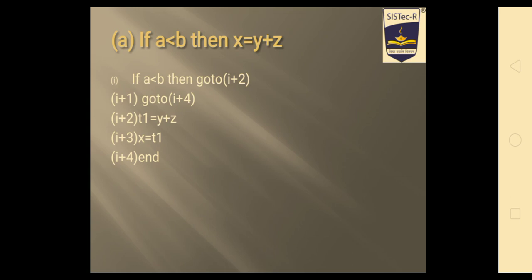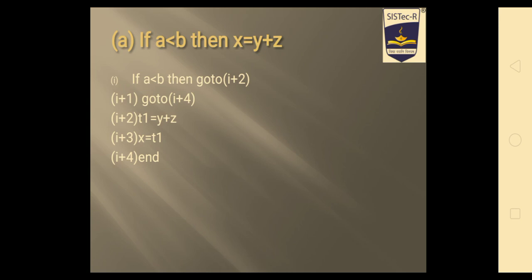So let's start with the first statement. If a less than b, then x equals y plus z. You have to write a three-address code for x equals y plus z when the condition, that is a less than b, is satisfied. We'll start with indexing I. If a less than b, then go to I plus 2. This is for label jump.